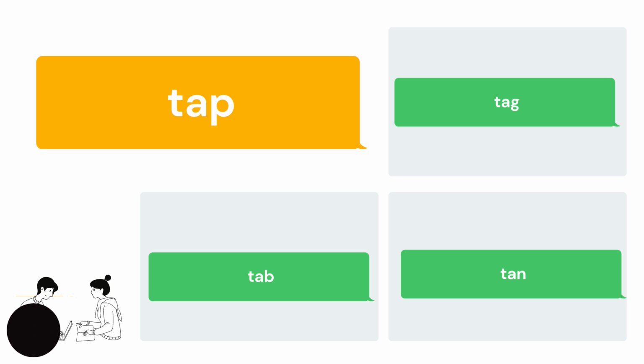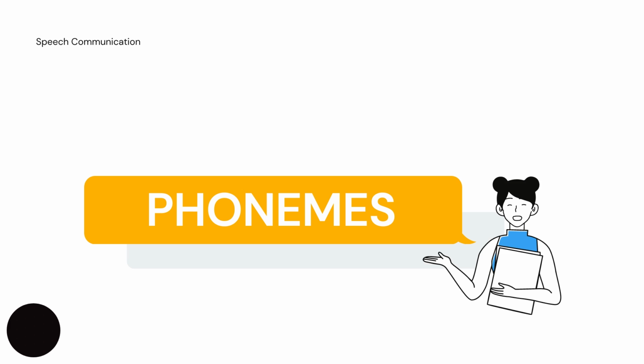Let's try to change the letter P to G, or to B, or N. It creates another word, right? And so is the meaning. And if we try to divide the word and identify the sounds that comprise the word tap, we will get the sounds t, a, and p, which make up the word tap. And the same goes with the other words here. So these small units of sounds are what we call phonemes.